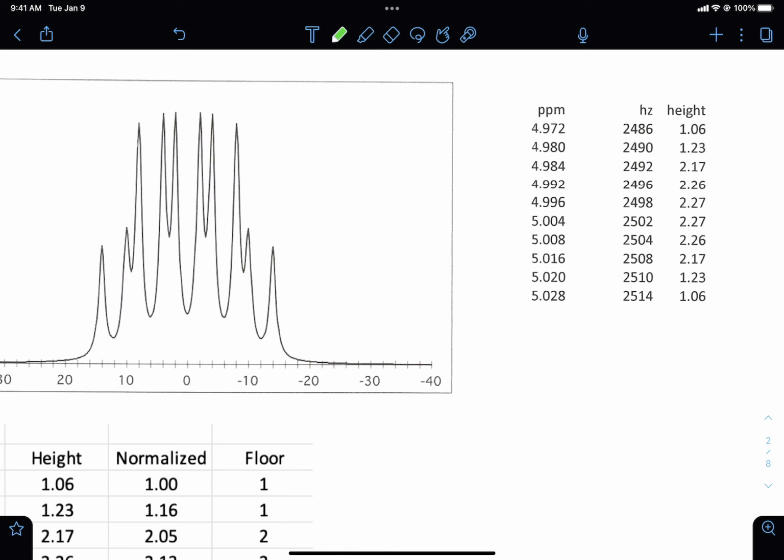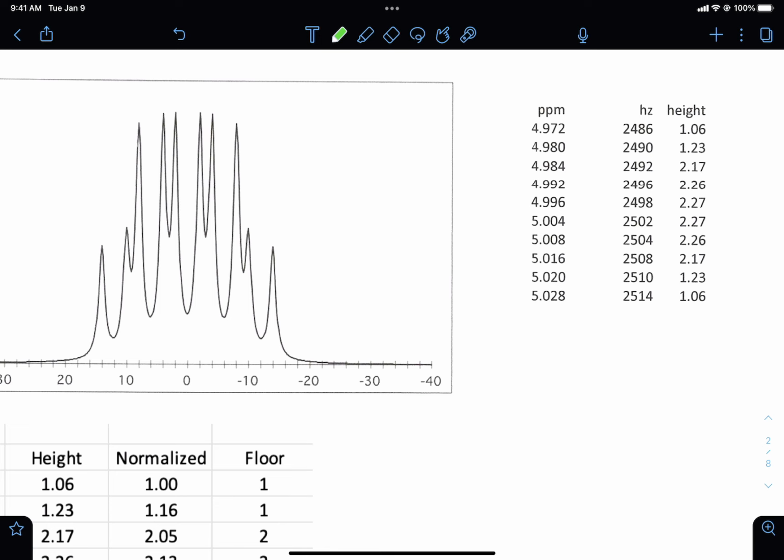The heights help. Sometimes you can qualitatively assign the heights. The heights help to have, but all you really need is the frequencies, the hertz. All right, so the first step here is to normalize the heights.